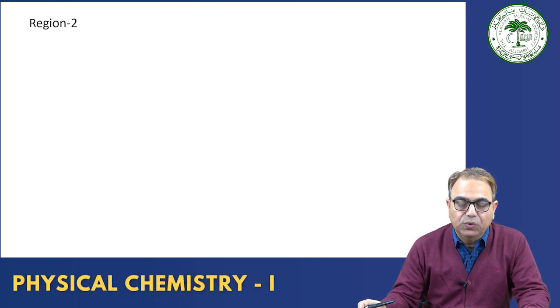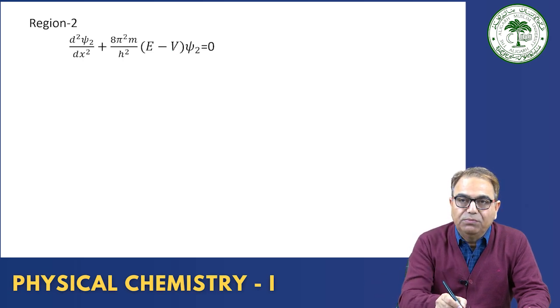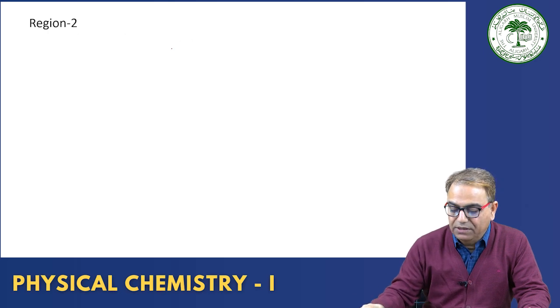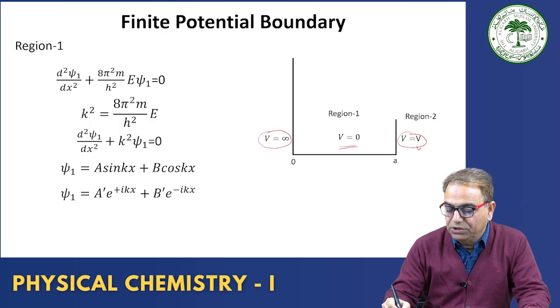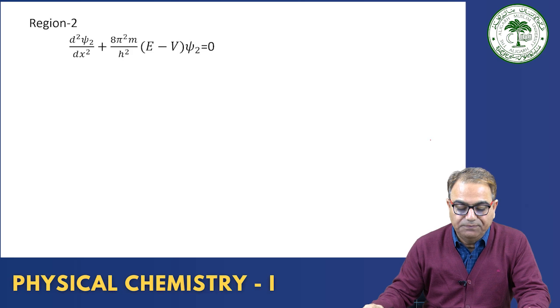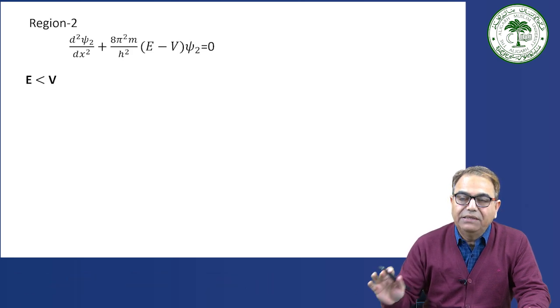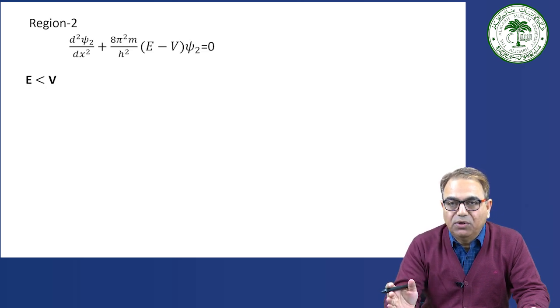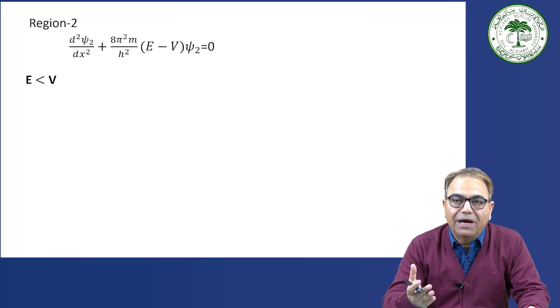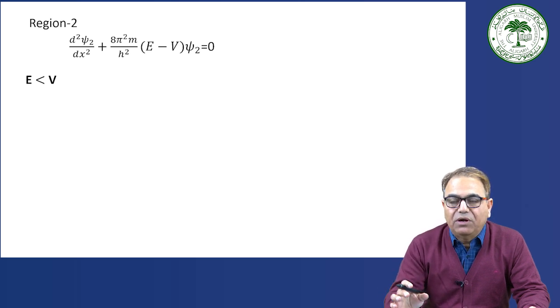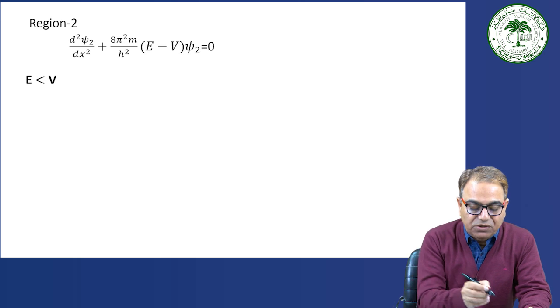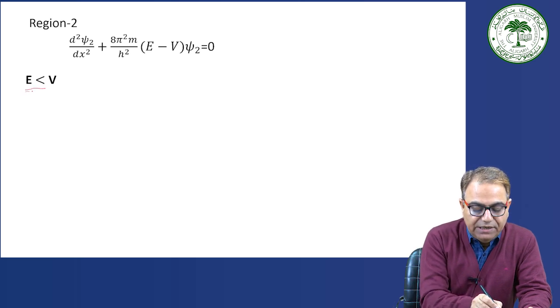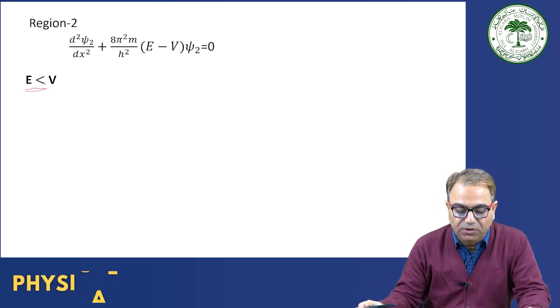What happens in region 2? In region 2 we cannot say V is equal to 0, because the potential energy in region 2 is equal to V. So you write this equation, and then there could be two cases. One is that the particle energy is less than V, the potential energy outside the boundary, or the particle energy could be higher than V. We will first talk about a particle having energy less than the potential energy outside the boundary.